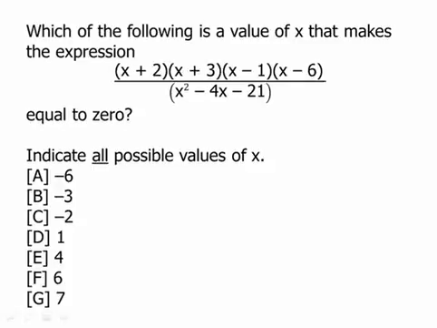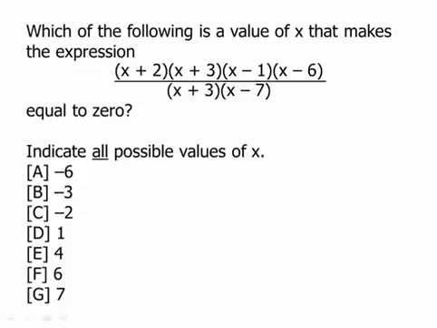Finally, on the bottom, we have x squared minus 4x minus 21. For that, we'd need a negative 7 and a positive 3, because negative 7 times positive 3 would be negative 21, negative 7 plus positive 3 would be negative 4. So this factors into x plus 3 and x minus 7.